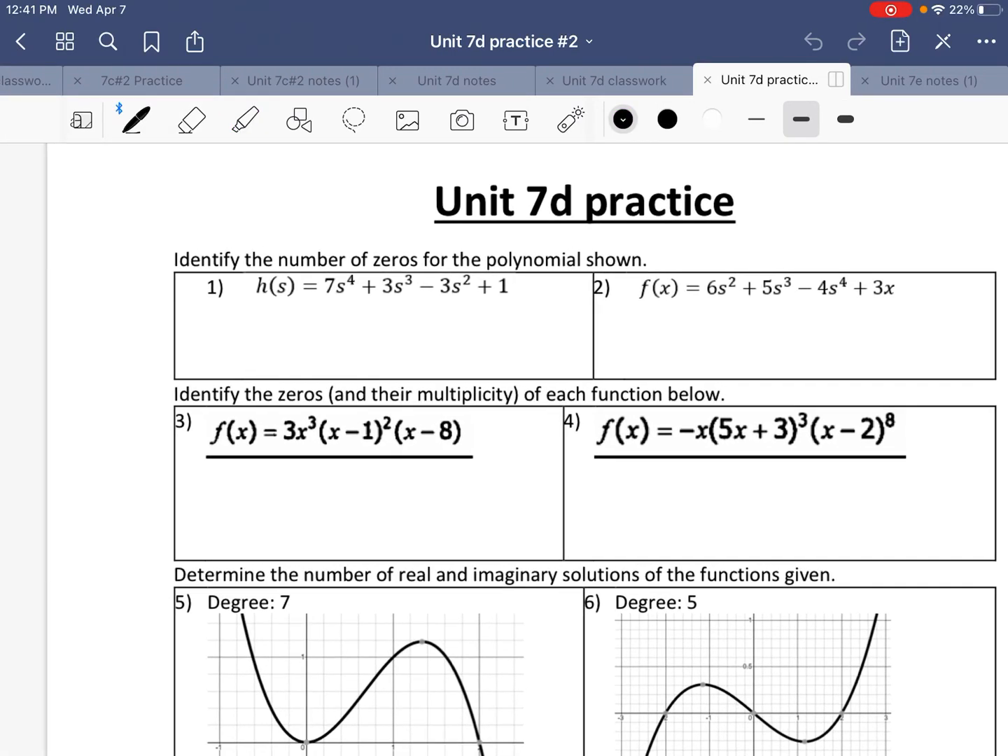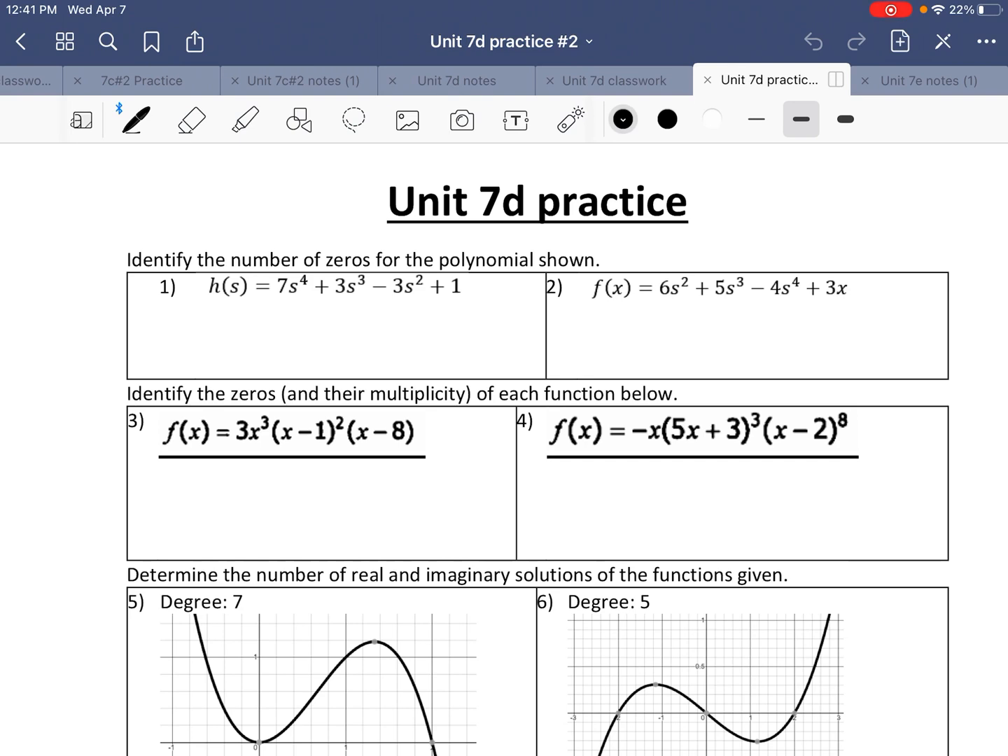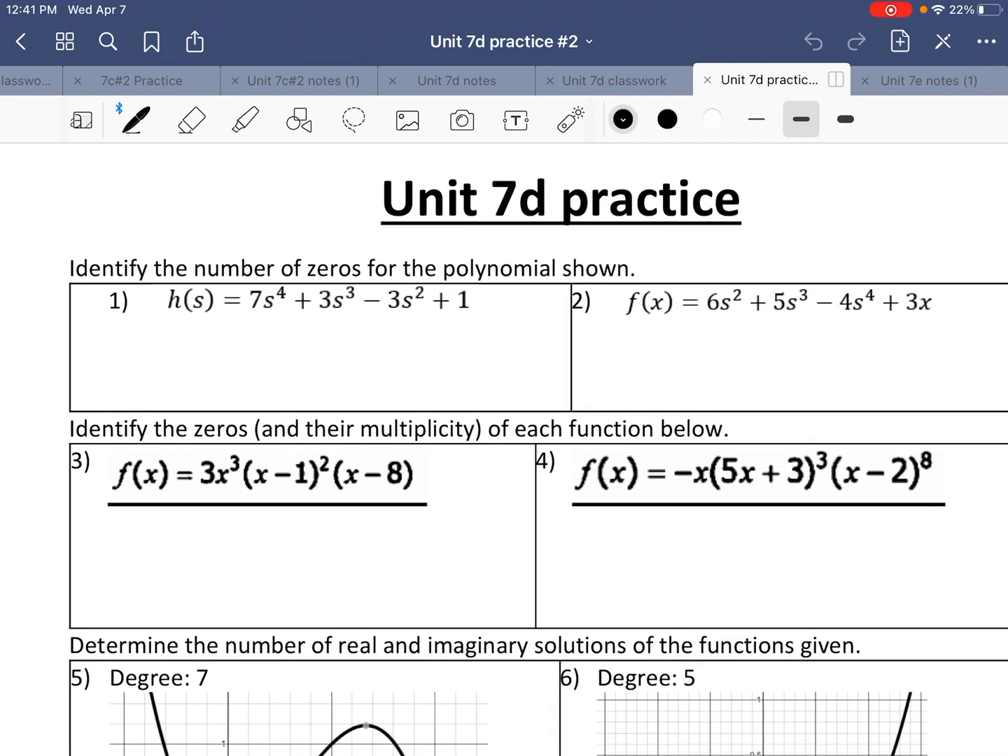All right, so this is 7D practice. For 1 and 2, we just have to identify the number of zeros. So this is really looking at, is the function in standard form? For number 1, it is.